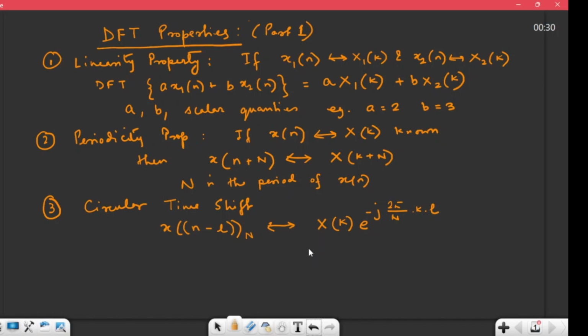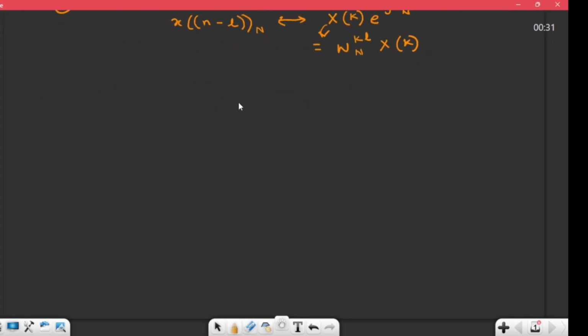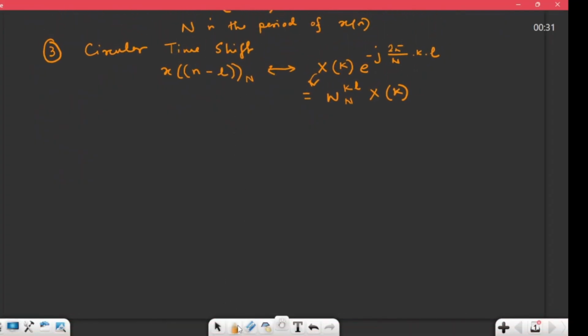In twiddle factor form, this is written as W_N to the power kL times X(k). Now, in order to understand it better, let us take some numericals on the circular time shift.